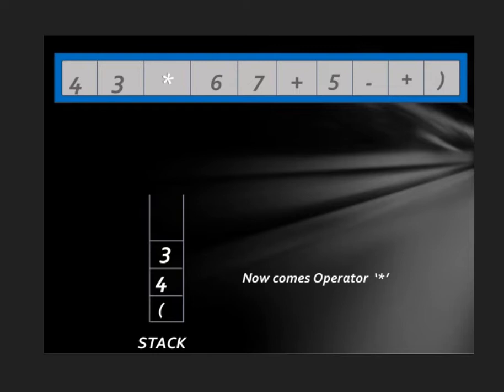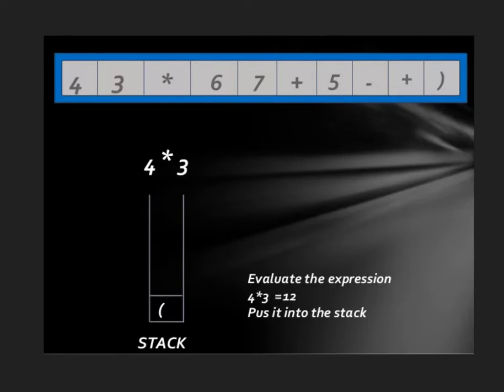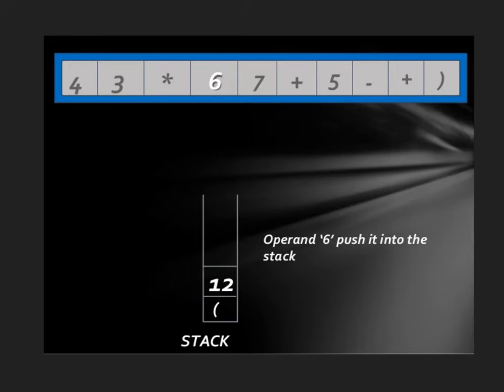The next character we have in the postfix expression is star. So the star has to be applied on the previous two operands. The previous two operands we have are 3 and 4. So we need to apply this star between 4 and 3. The resultant 12 will be pushed onto the stack. So after pushing, the stack status is going to be this.